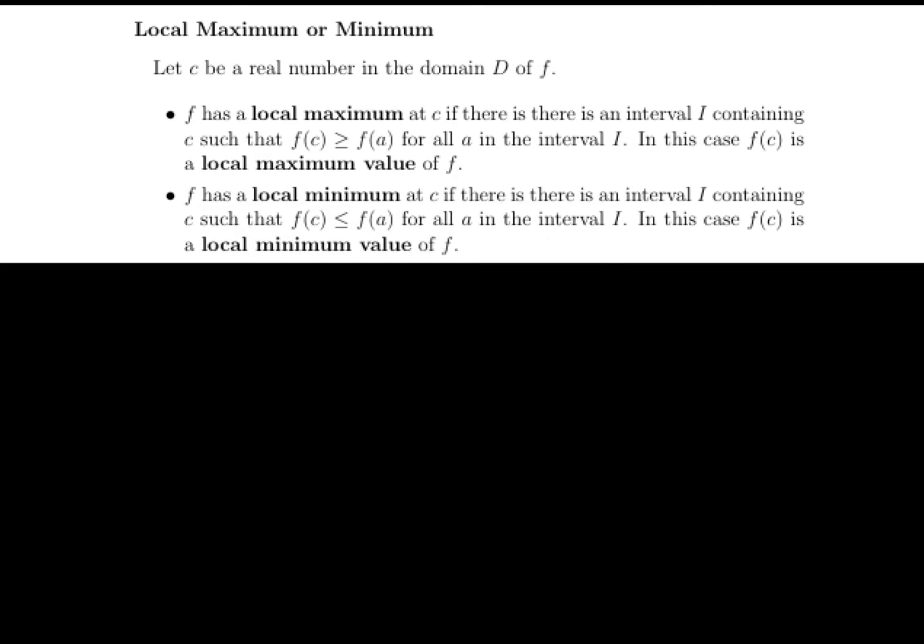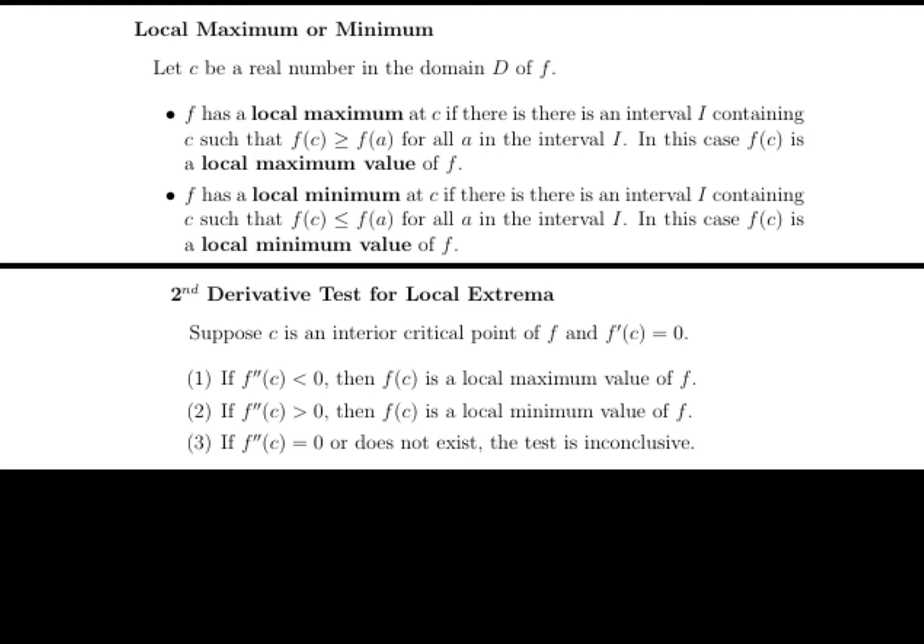And our number one test for finding local maxes and mins is the second derivative test, where we have a critical value, so the derivative is 0. If the second derivative is negative, then we know it's concave down, and we have a max. And if the second derivative is positive, then it's concave up, and we have a min.